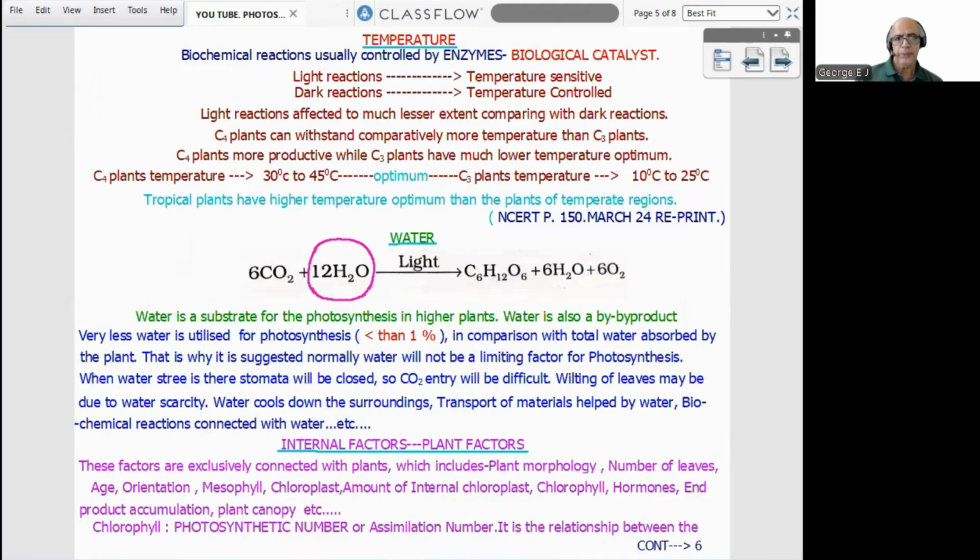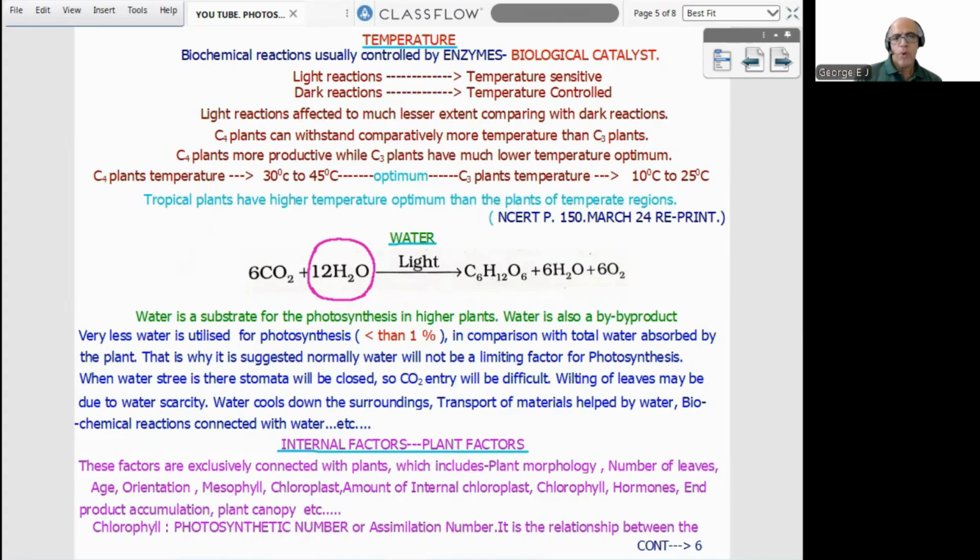Now comes temperature. See, all biochemical reactions that take place in the living system are controlled by enzymes. They are called biological catalysts. NCERT says light reactions are temperature sensitive and dark reactions temperature controlled. So light reactions are affected to a much lesser extent compared with dark reactions. So more enzymes may be there. C4 plants can withstand comparatively higher temperatures than C3. That is their advantage, C4.